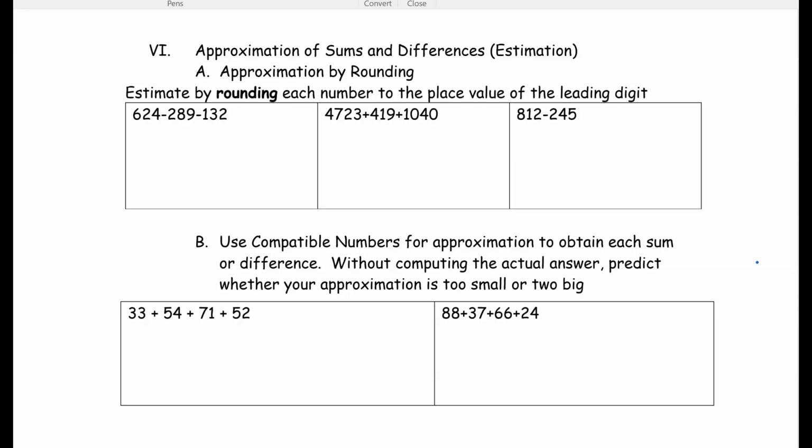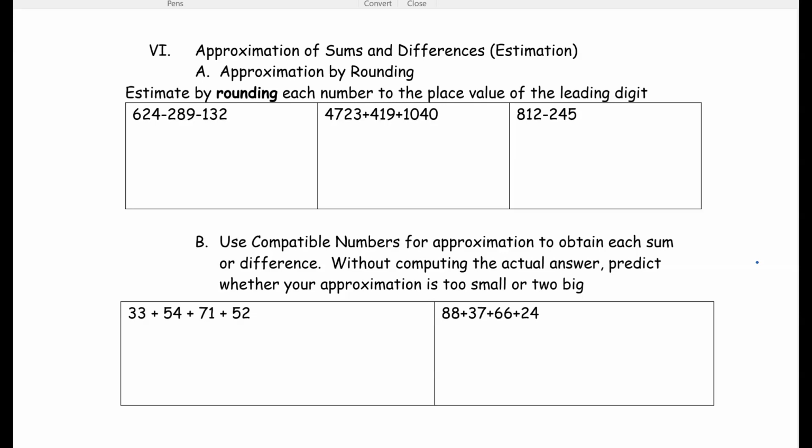So like if you're at the store and you want to just estimate the cost of something and you don't need it to be the exact answer, these strategies could be helpful. Estimating is a really important strategy in elementary school because it allows those students to have a greater understanding of numbers in general and have a better number sense.